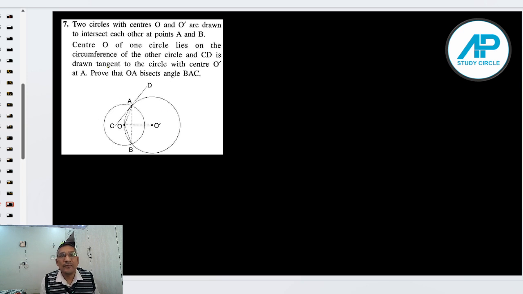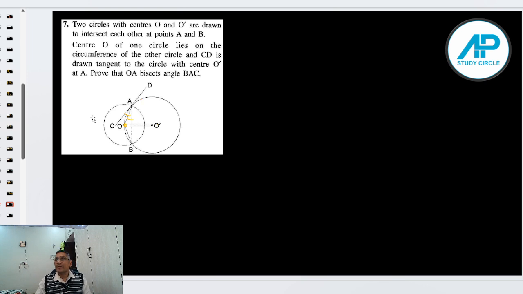Question here. You can see very well, let's say that two circles, smaller than the bigger circle. Center O of one circle lies on the circumference of the other circle, and CD is drawn tangent to the circle with center O dash at A. Prove that OA bisects angle BAC. I need to show these two angles are equal. That is what we are going to do here.